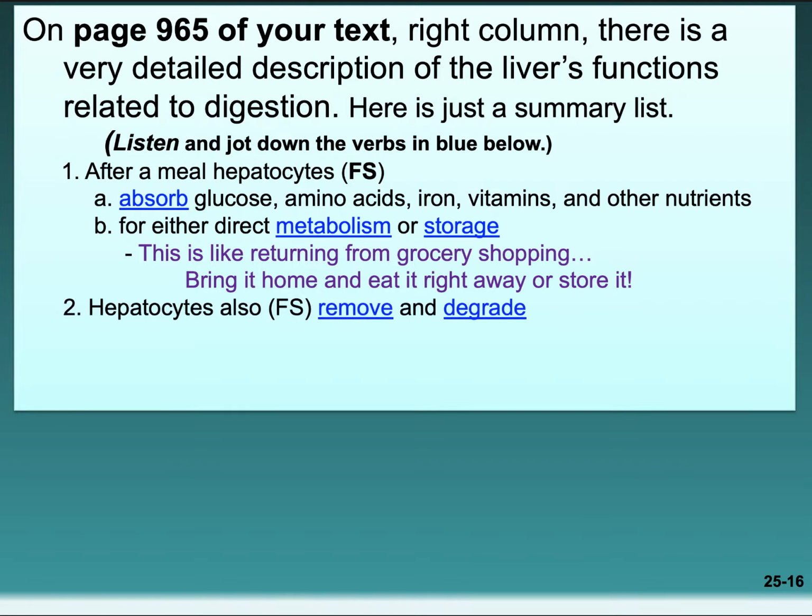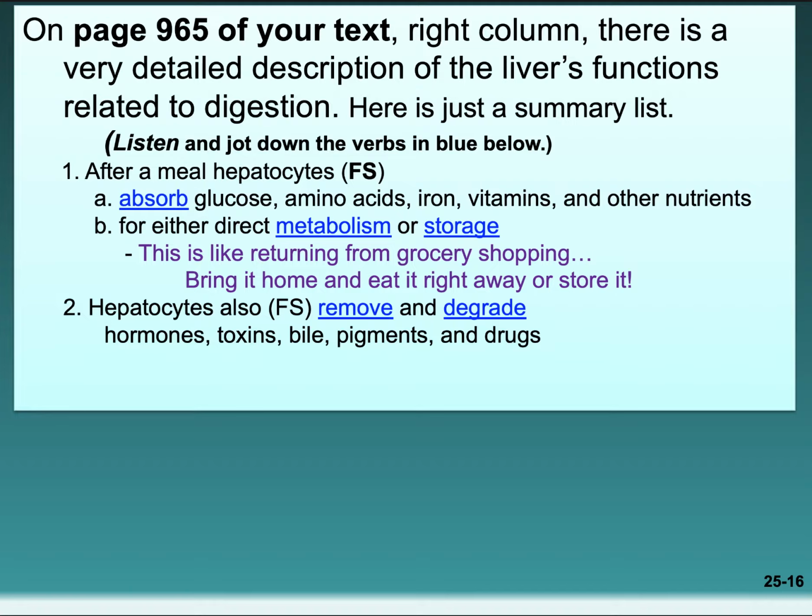Hepatocytes remove and degrade all sorts of toxins or things that need to be broken down. So hormones, toxins, could be chemicals that we've taken as a medicine, bile as well that's been released by the liver. Eventually it comes back in the bloodstream, and the hepatocytes are going to break it down and recycle. There's going to be some pigments, and then I've mentioned already drugs.